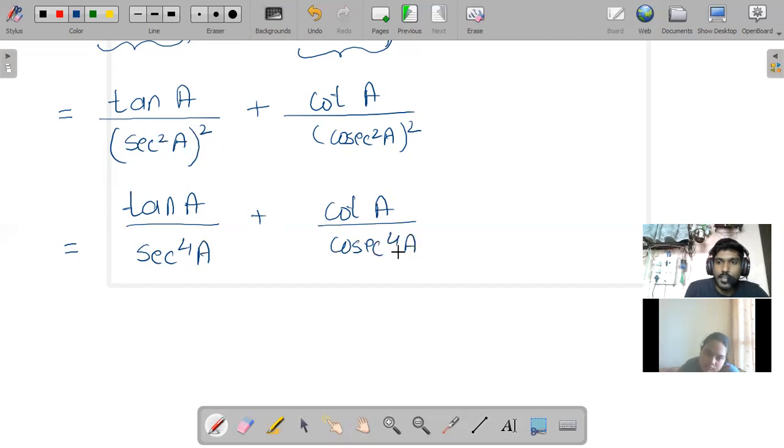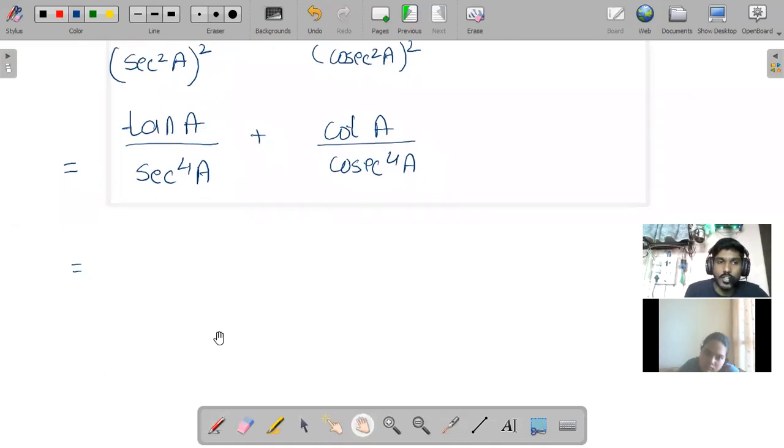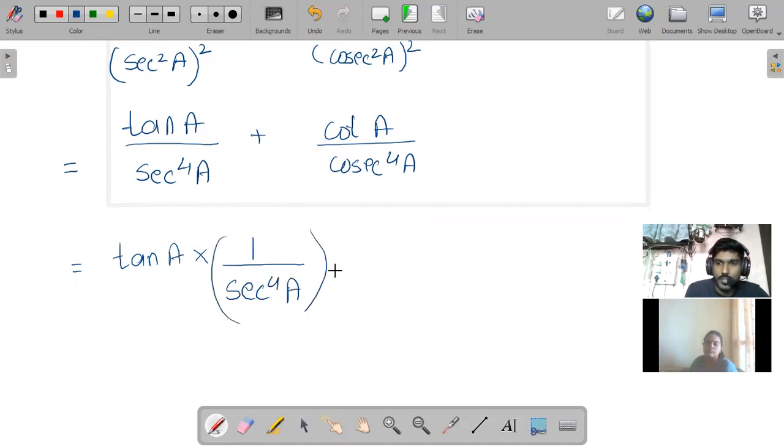Cot A upon cosec 4A. Now, the next step you can skip if you can do it directly, but I will show you what the next step is. So next step, you write this numerator tan A into, now this sec raised to 4A is in the denominator, so I can write it as 1 upon sec raised to 4A. This is just a way of writing it. I'm just writing tan A upon sec raised to 4A as tan A into 1 upon sec raised to 4A. Is this clear? Okay, same thing for the next one. So cot A into 1 upon cosec raised to 4A.